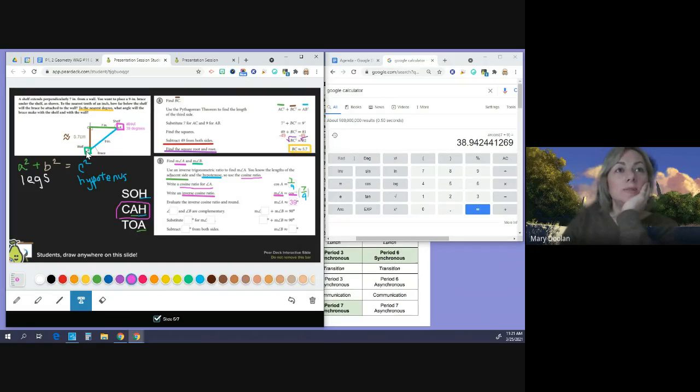Last thing we need to find is the measure of angle B. All right. And we're going to use the fact that, what two angles are complementary? Angle B and angle A. These are complementary. What does complementary mean? Well, it means that they add to how much? 90. Yes, Adriana. They add to 90 degrees.